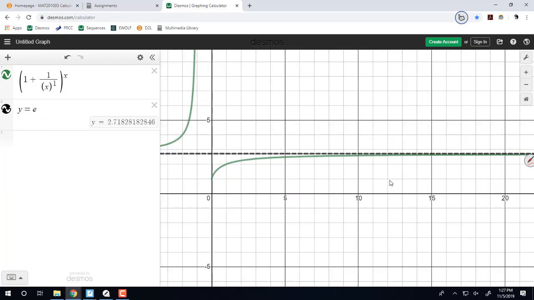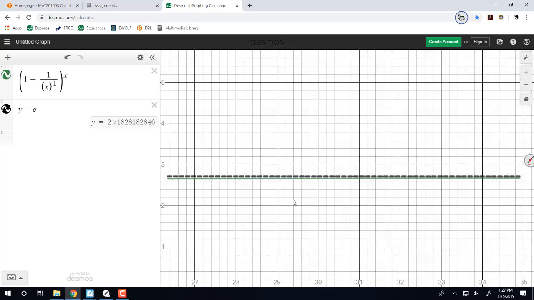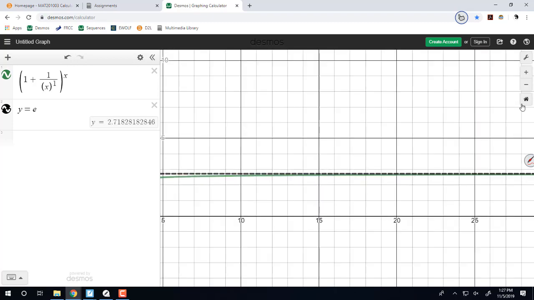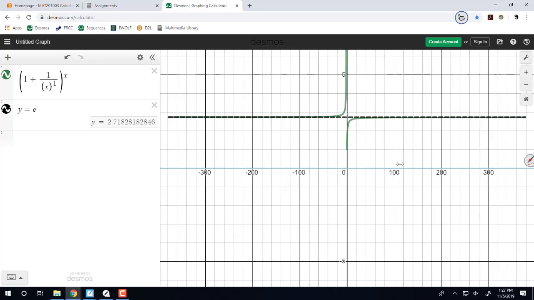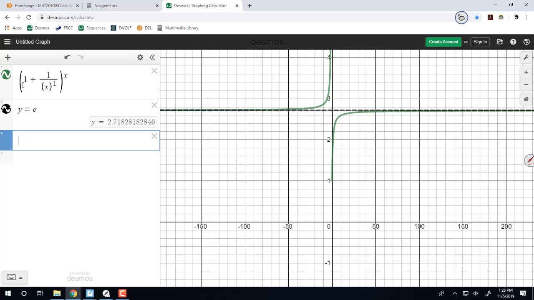So there's our y equals e, and we see that function approaching it at infinity. Of course, we're looking at this function instead, but what's this? We can see they're the same function.